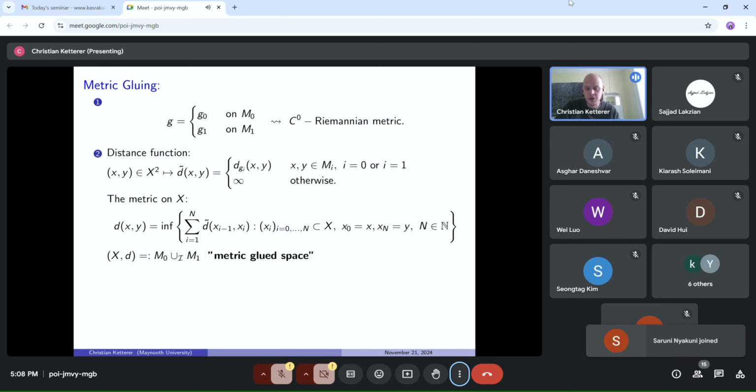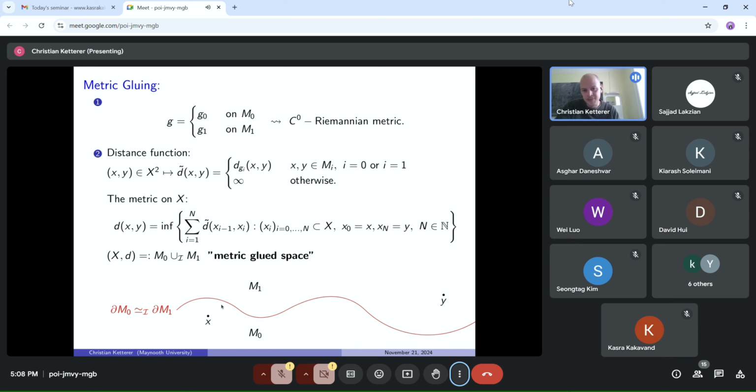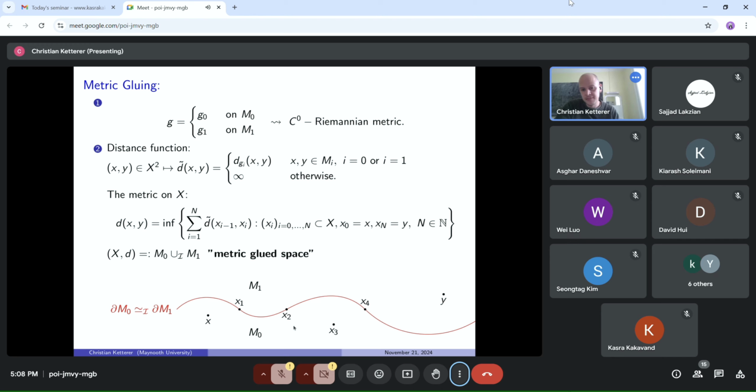To illustrate what is going on, let me show you this picture here. You see M0 and M1 are the two manifolds that we glue together along the boundary, that is this red line. Then we have the two points, X and Y, and we pick sequences that in some sense connect X and Y. We look at the distances between consecutive points and sum these up, and so we get the length of this polygon. Then we minimize with respect to all such polygons.